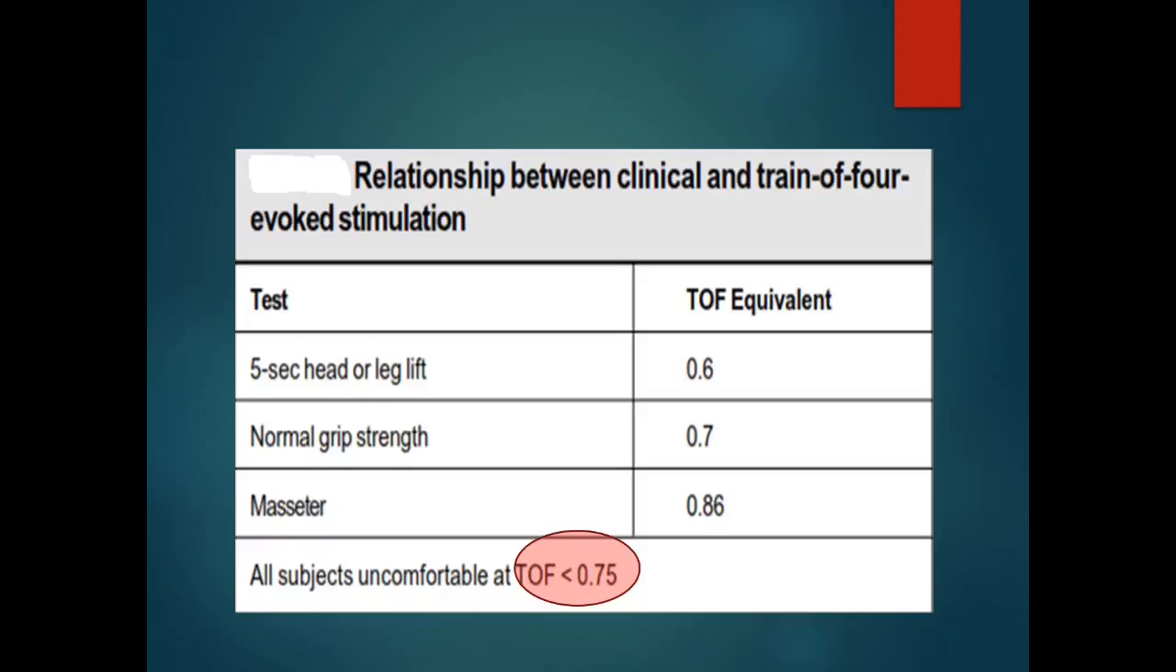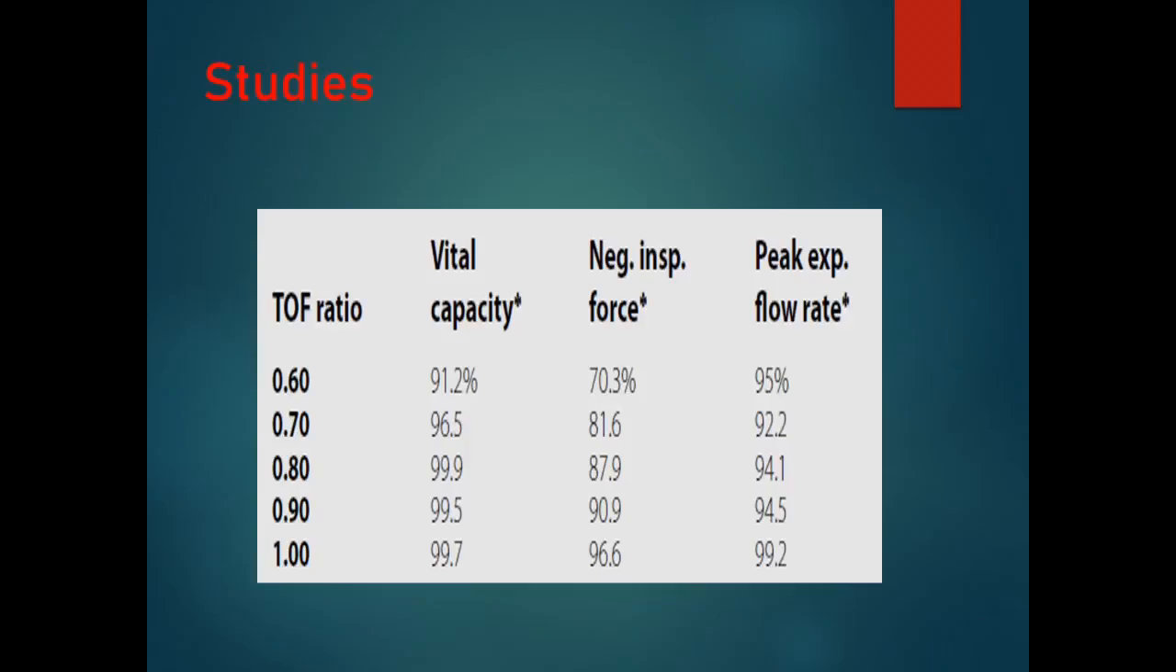So why do you need these? We'll be looking into it. All these subjects are usually uncomfortable when the train of 4 is less than 0.75. Though they seem to come out of the muscle relaxants, still when the train of 4 is less than 0.75, they do have some amount of discomfort.